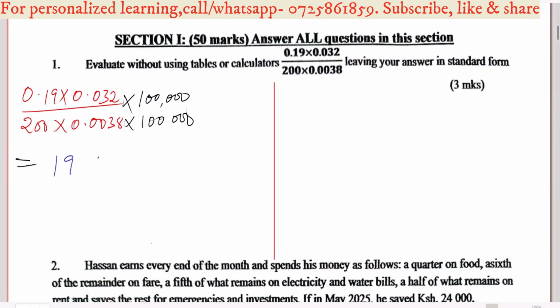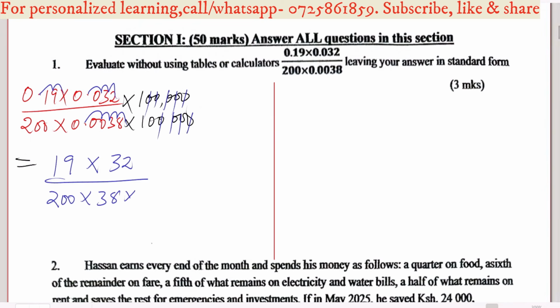So you have 19 times 32. For the denominator, you have 200 times 38, then times 10. Then from there you can simplify.